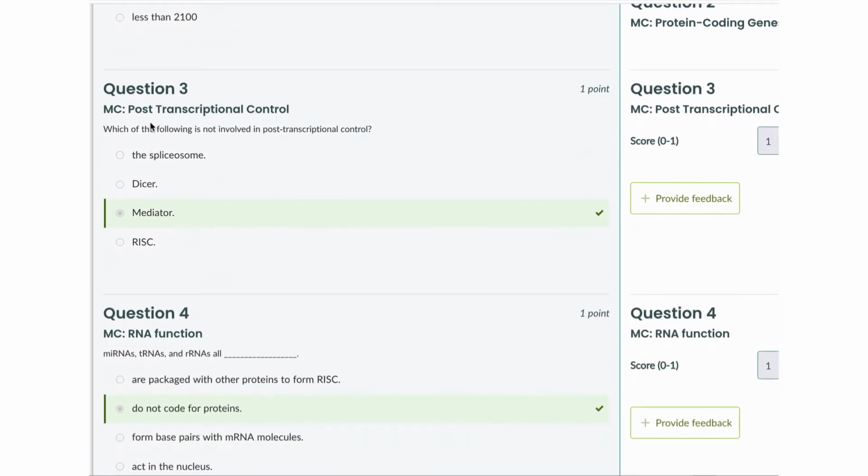Question 3, multiple choice about post-transcriptional control. Which of the following is not involved in post-transcriptional control? Well, all of these are, that is, they affect mRNA, except mediator. Mediator is a protein that helps in initiating transcription.